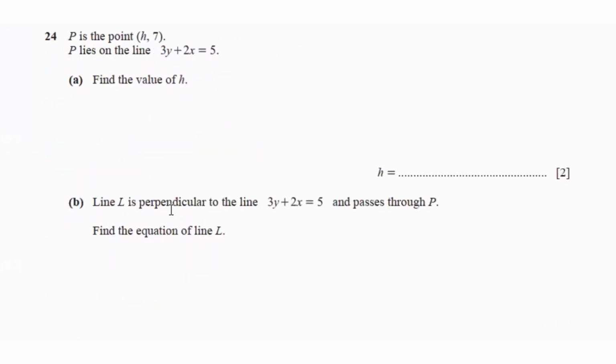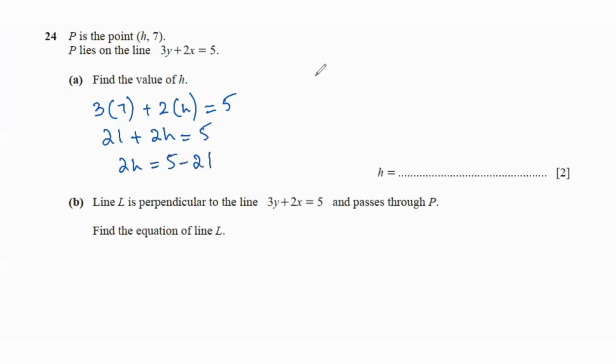P is the point h, 7. P lies on the line 3y plus 2x equals 5. Find the value of h. So what we do is we put this point in this line. So 3 times 7 plus 2 times h equals 5. 21 plus 2h equals 5. 2h equals 5 minus 21. 2h equals negative 16. h equals negative 8.